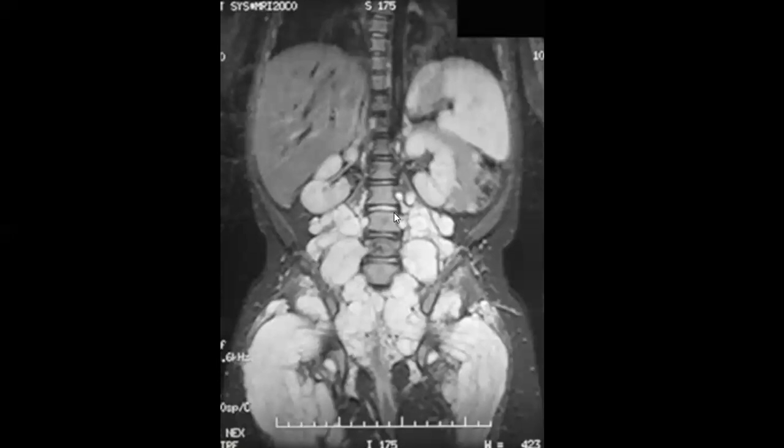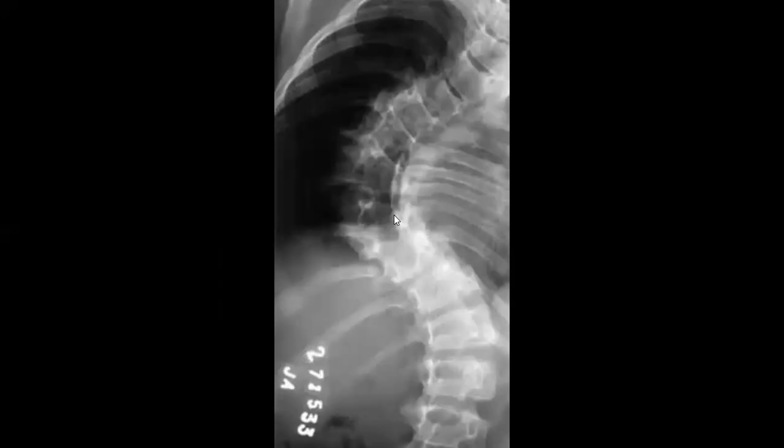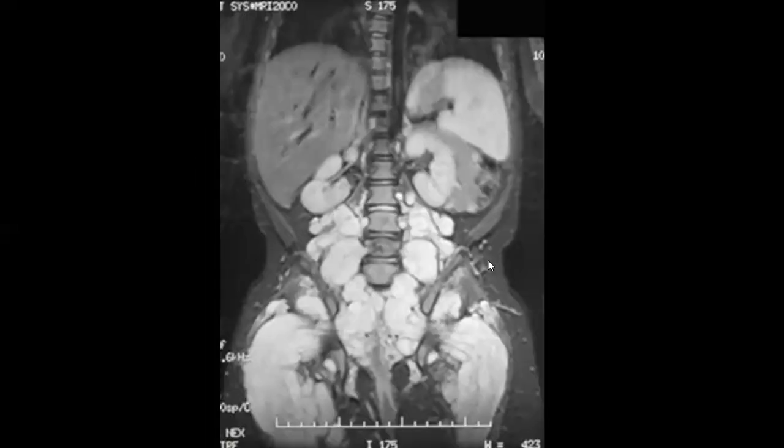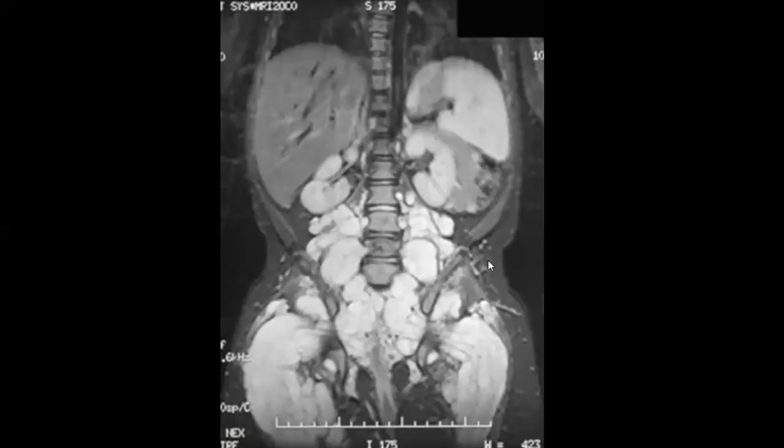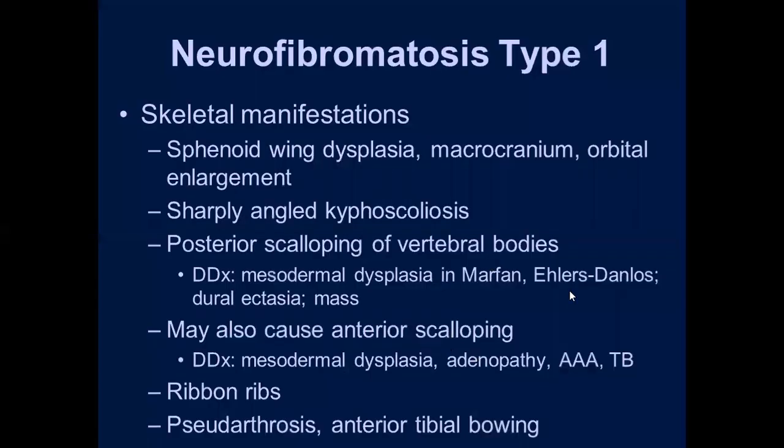And what is this? Plexiform neurofibroma, perfect. One of the ribbon ribs, okay, and posterior scalloping. Maybe if we have a lateral, you can see this posterior scalloping. So these are the stigmata of neurofibromatosis type 1.